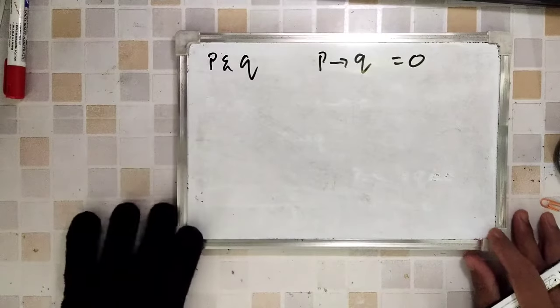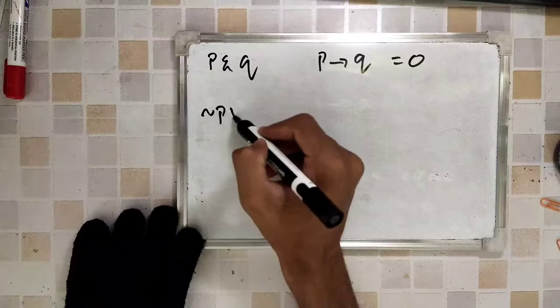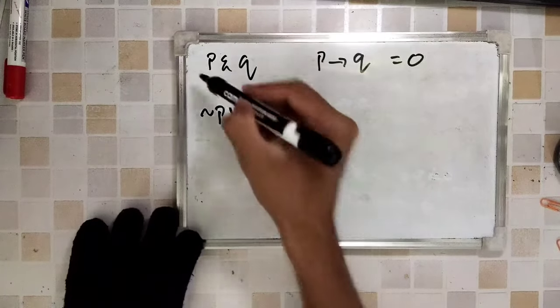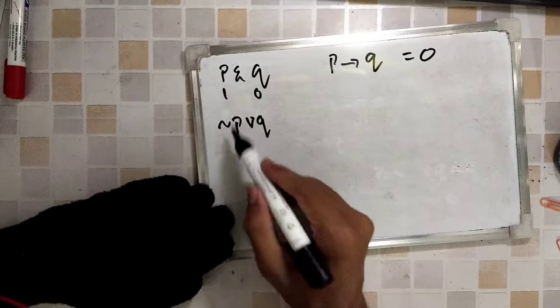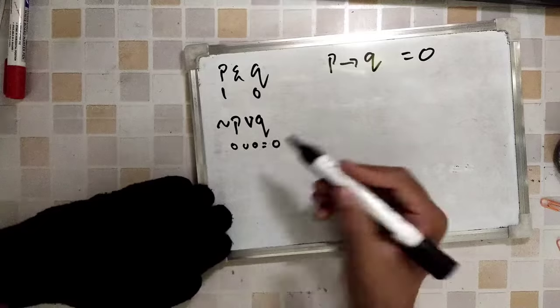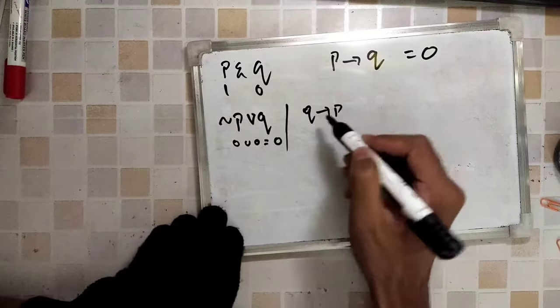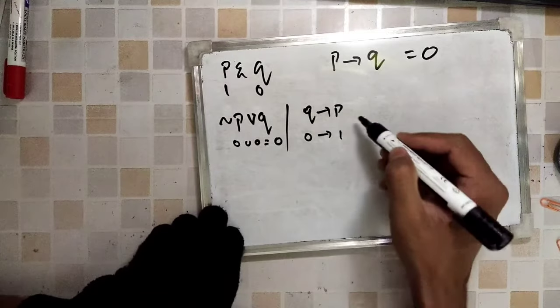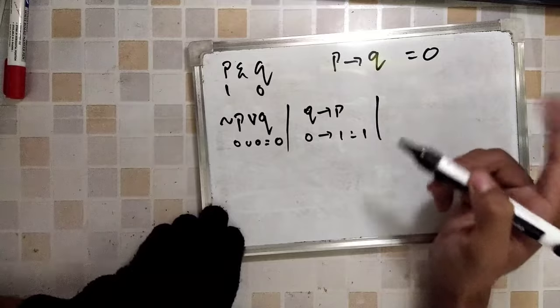Similarly, first we found P and Q. Secondly, we have to find negation P or Q. We got to know that P is 1 and Q is 0. So negation P is 0, or 0, which gives us 0. Another one, Q implies P: 0 implies 1 gives us 1, it is true. So the value is 1.